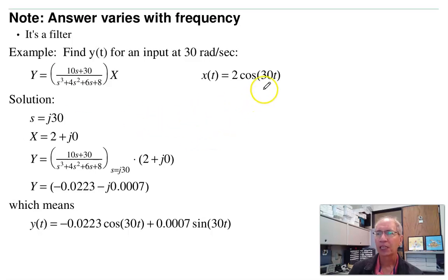Same procedure. Here now s is j30. X is 2 plus j0, 2 cosine, 0 sine. This is the gain everywhere. Now just find the gain at 30 radians per second times the input. I get a complex number, real part's cosine minus j is sine. The answer is different because the frequency changed. The frequency changes, the gain changes. That's basically filter analysis. Given a filter with a known input, find the output. That's phasors. That's what we did last week.